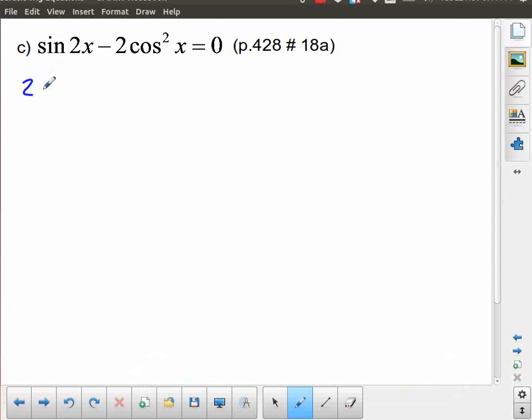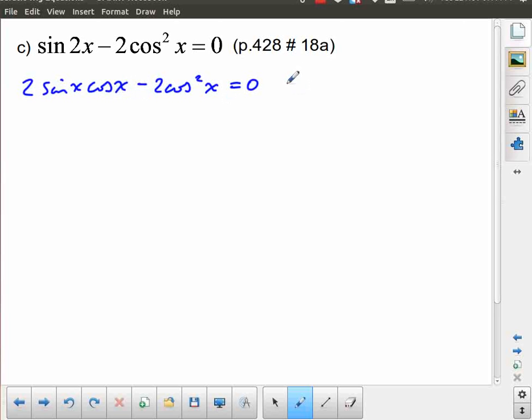We're going to change this into 2 sine x cos x minus 2 cos squared x equals 0. So once again, as I said before, we would like to have a single ratio in each factor, but right now I don't have factors. I've still got this relatively complex equation. So it's an order 2 equation. I need linear factors.